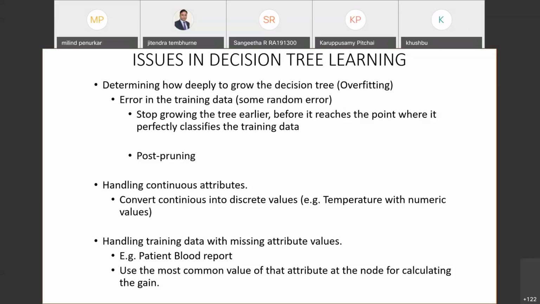Second is post-pruning the tree. Unfortunately, the complexity is quite more. You go on continuing with the formation of a tree. It would be very computationally intensive.